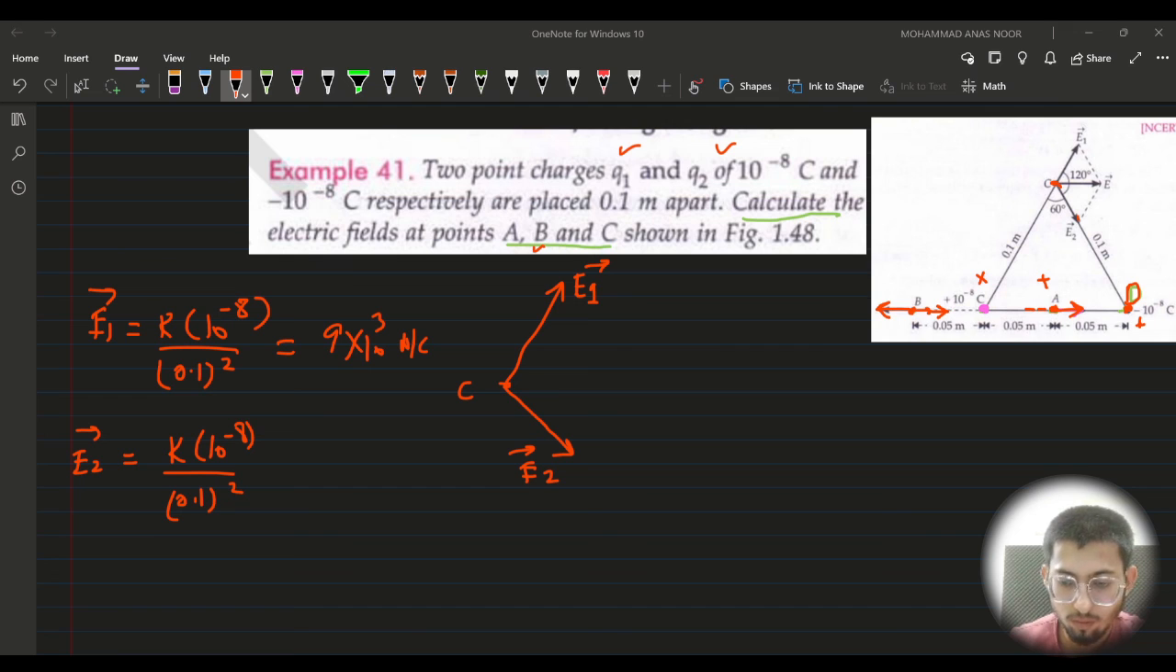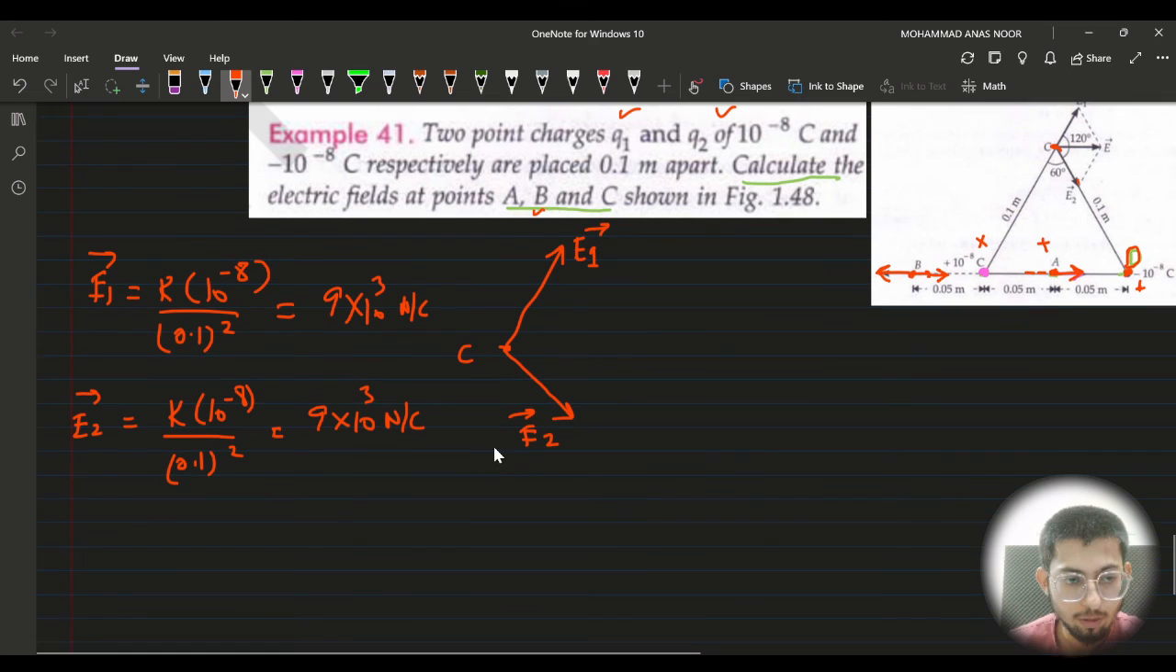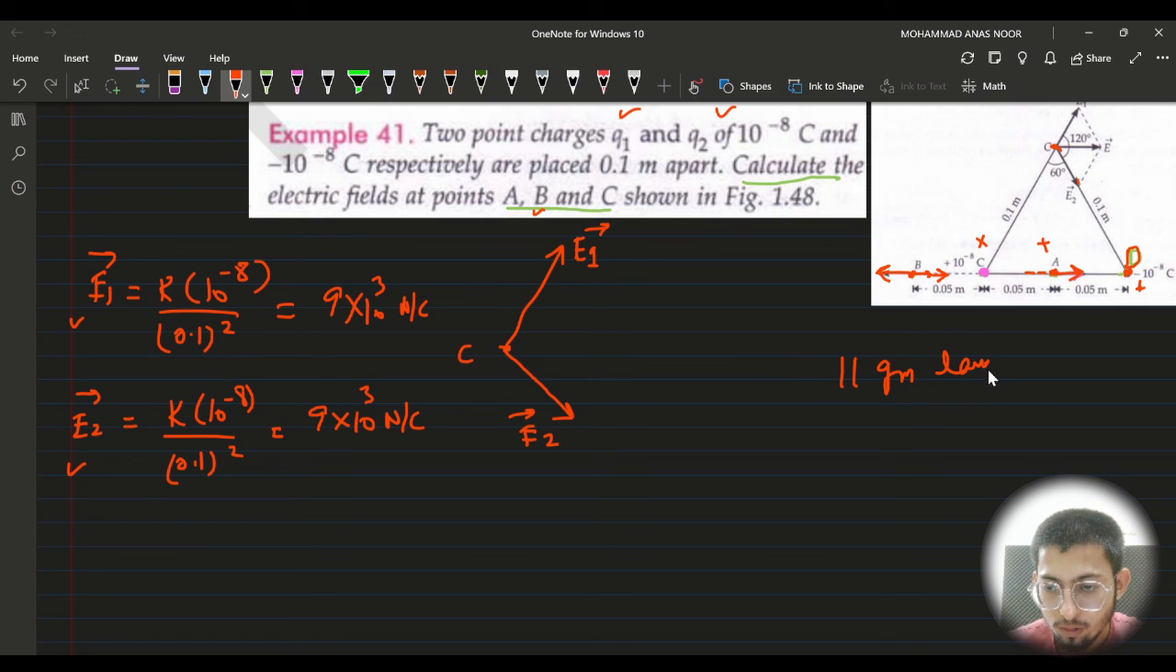So it will also be the same. 9 into 10 to the power 3 Newton per Coulomb. Correct? Now, this E1 magnitude is the same as E2, right? Now we want to find the resultant. How do you find the resultant of two vectors? Using the parallelogram law. And for that you need to find the angle between the two vectors, which is theta. So what is the angle between these two vectors?